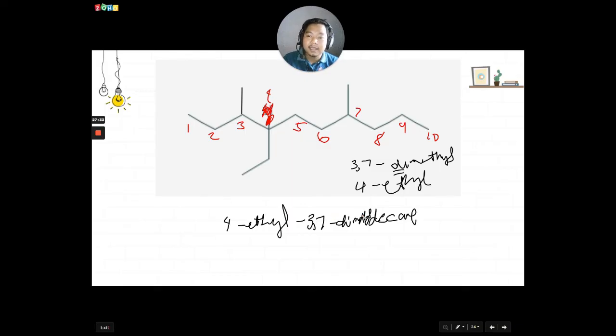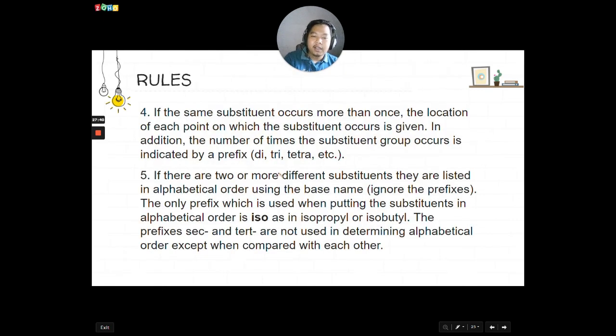I'm going a bit fast for the sake of keeping the video shorter. Okay? So, that is our fifth rule. If there are 2 or more substituents, they are listed in alphabetical order using the base name. We ignore the prefixes. And those are the rules in naming alkanes.